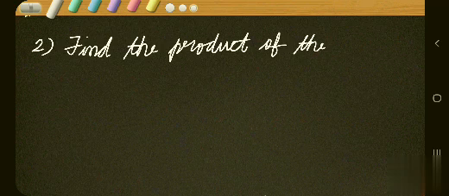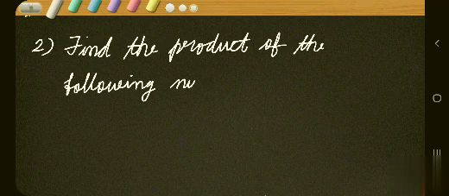Second one. Find the product of the following numbers.